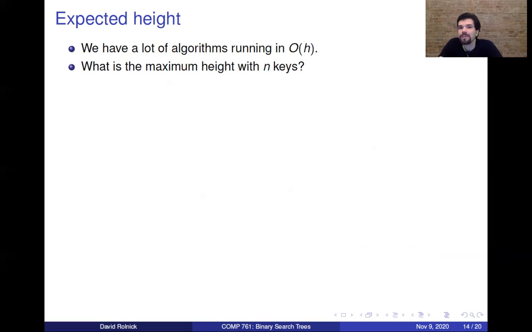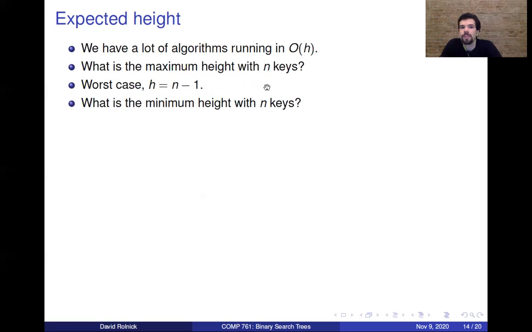What is the maximum height with n keys? N. Or more properly, n minus 1. But yes, O of n. What is the minimum height? Log n. We'd be happy if it were big O of log n. That would be nice. So that's a big difference. We would appreciate all of our algorithms running in log n time.